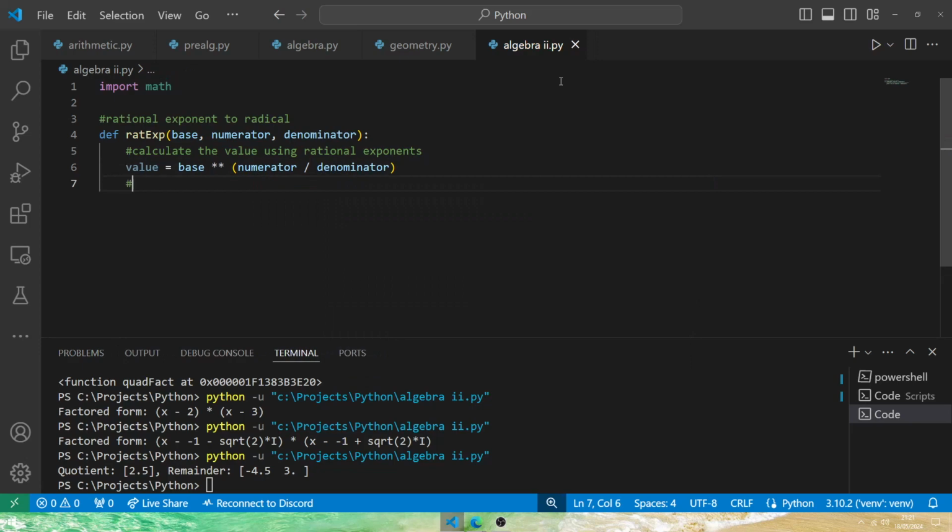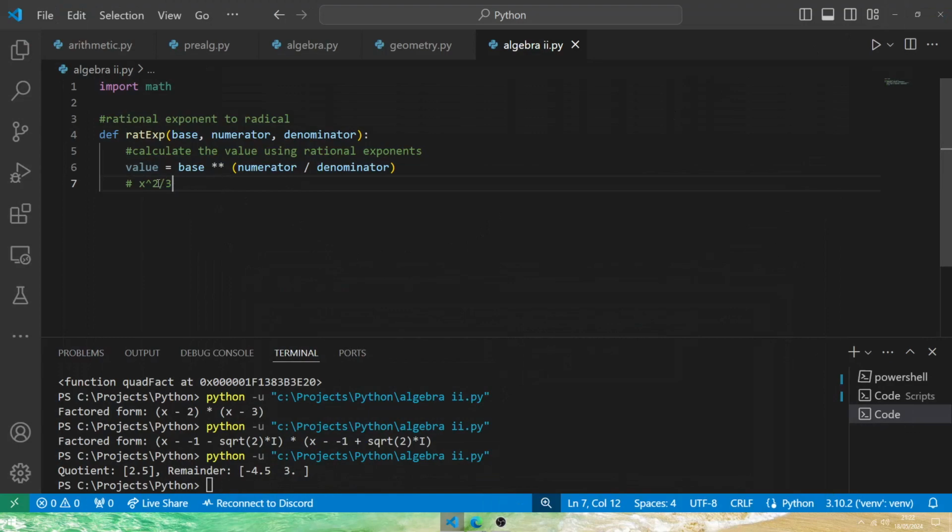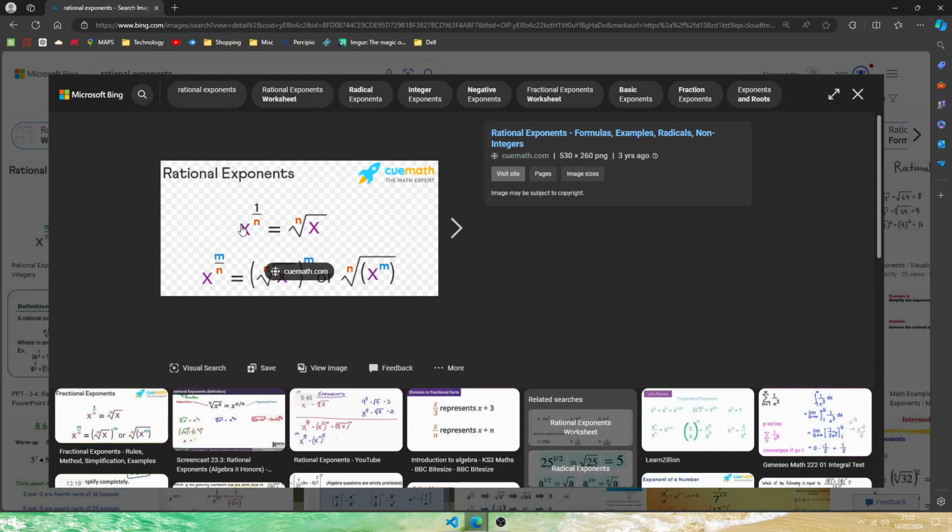So going back to our little value here, we had x to the power of 2 with a division and a 3. So this is like a fraction, right? Just like here, we have a little fraction with the 1 over the n. Here we have an m over the n. So if we were to do that same thing, it would be like a 1 and an n. Again, the x is the base, the 1 is the numerator, the n is the denominator.